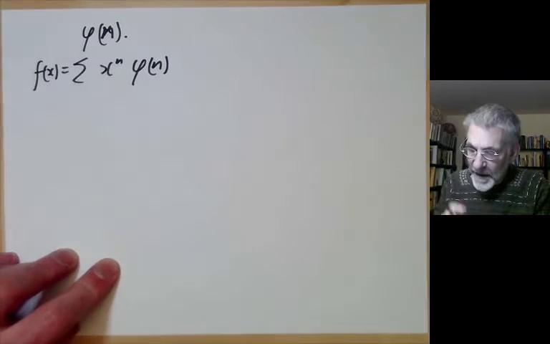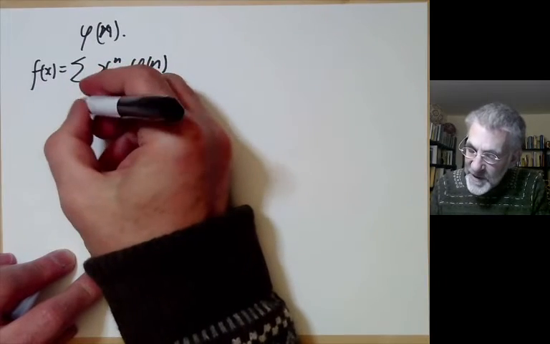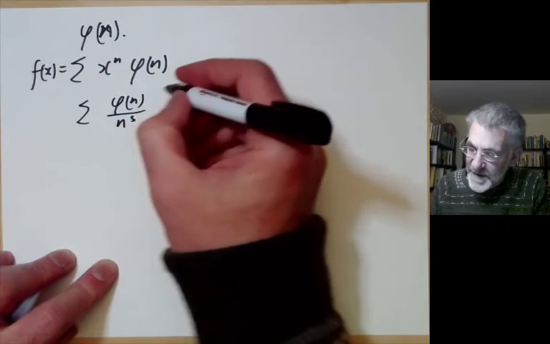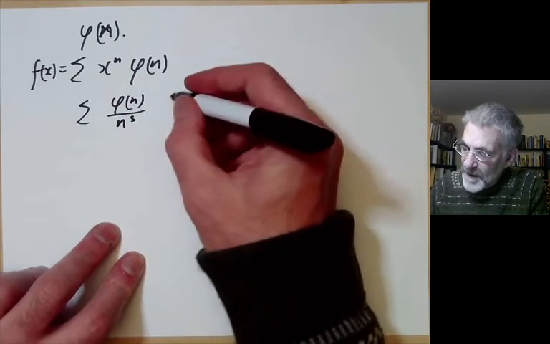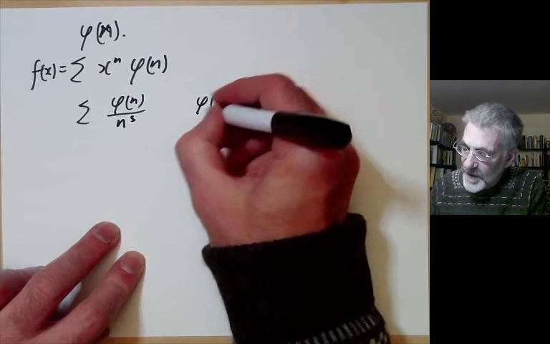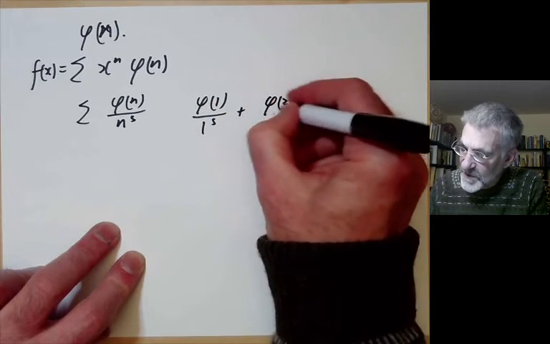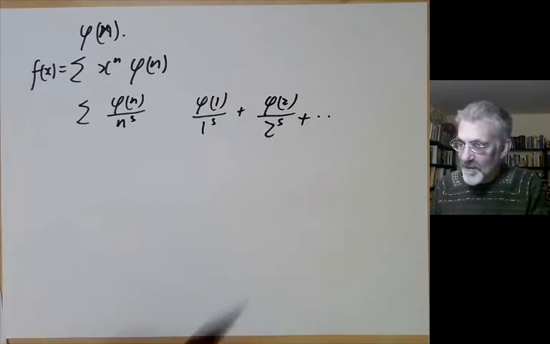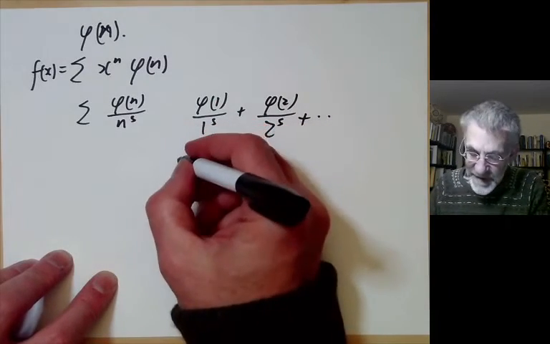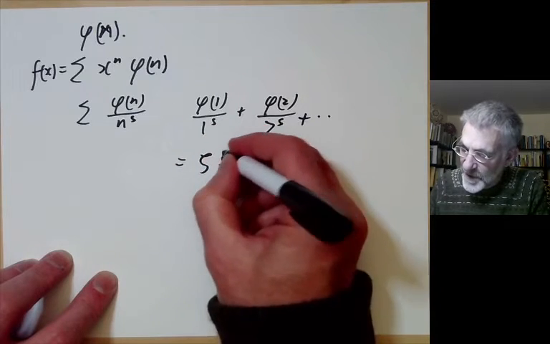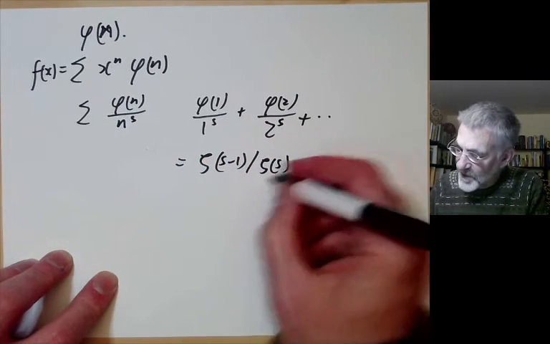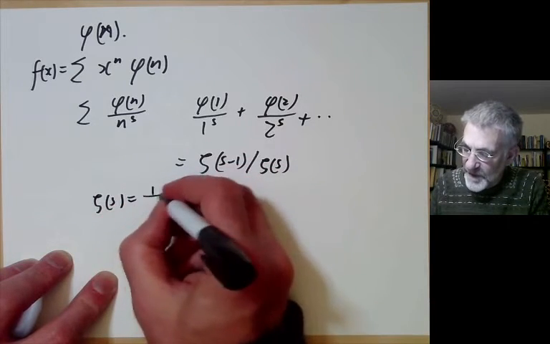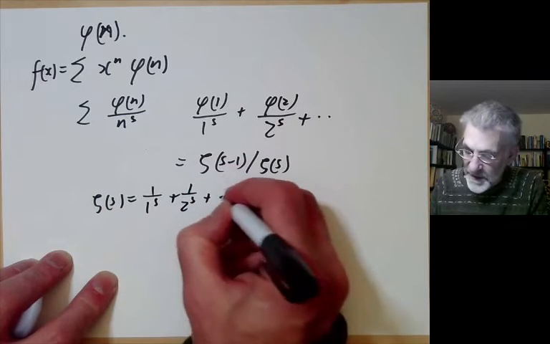However, there's another way of forming a generating function, which is very much better, where we form the sum of phi n over n to the s. So this is phi of 1 over 1 to the s plus phi of 2 over 2 to the s, and so on. And there's a very simple expression for this. This turns out to be zeta of s minus 1 over zeta of s, where you recall zeta is the Riemann zeta function. Zeta of s equals 1 over 1 to the s plus 1 over 2 to the s, and so on.